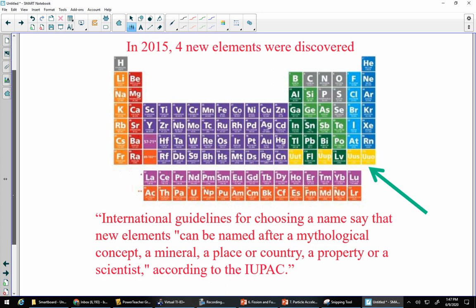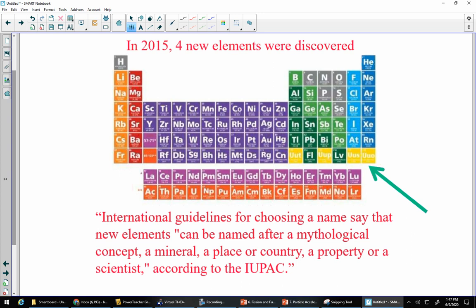In 2015, 4 new elements were discovered. They're the ones highlighted in yellow. So UUT, UUP, UUS, and UUO. The UU, I forget exactly what it stands for, but it means it doesn't have a name yet. That being said, this is an old picture of this.